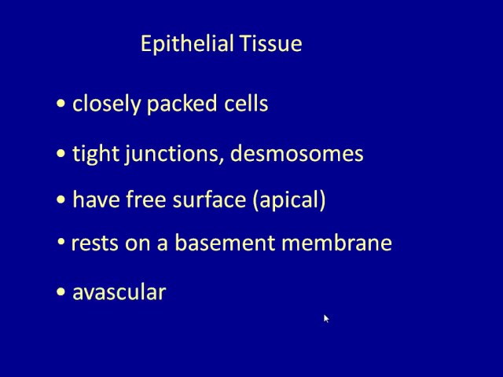Epithelial tissues do not have a blood supply directly to them. That's what avascular means, no blood supply. But they are capable of undergoing mitosis throughout your entire life, and because of that, they're capable of replacing themselves when they are damaged. We call that regeneration.